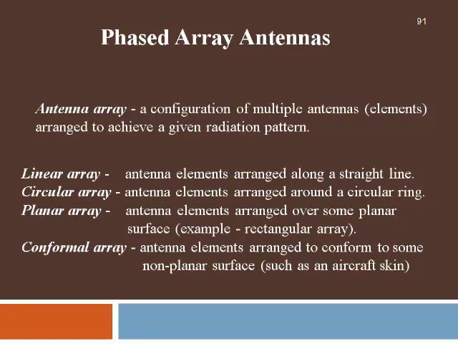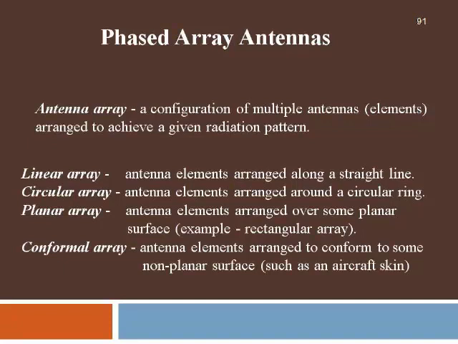Let us see now. An antenna array is a configuration of multiple antennas arranged to achieve a given radiation pattern. The types available are linear antenna, where the antenna elements are arranged along a straight line. A circular array, wherein the antenna elements are arranged around a circular ring. Planar antenna, in which elements are arranged over some planar surface, maybe a rectangular one or other types. A conformal array is one in which antenna elements are arranged to conform to some non-planar surface, particularly the skin of an aircraft.